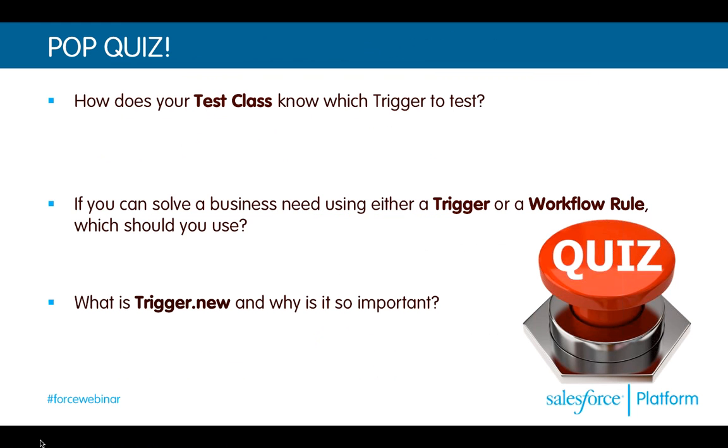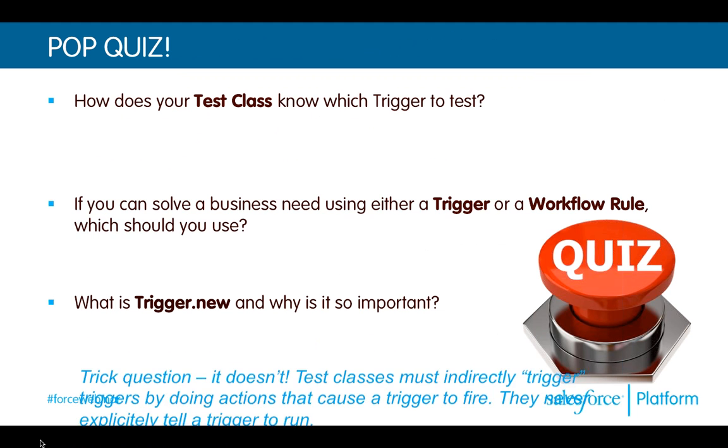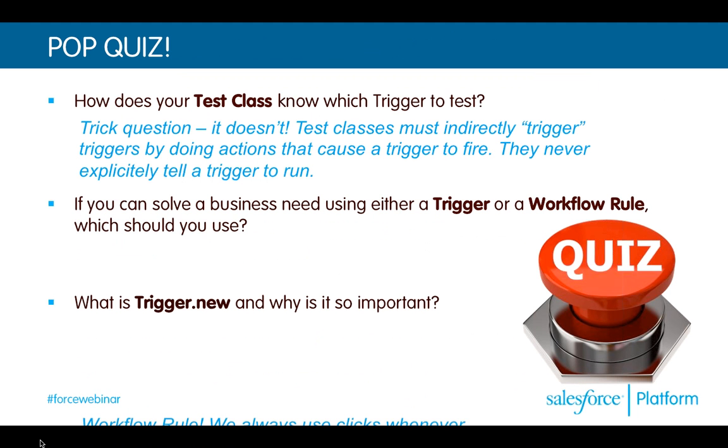So, time for a pop quiz. We'll check and see, in the morning on Pacific time, if everyone's paying attention. How does your test class know which trigger to test? This is a trick question. It doesn't. Test classes actually indirectly trigger your trigger by causing actions that will make your trigger run. So they don't actually point to the trigger itself. The trigger we looked at on the screen acted every time there was a new account, and the test class didn't call that trigger, it just created a new account. And so that's how we test our triggers. It never explicitly tells the trigger to run.